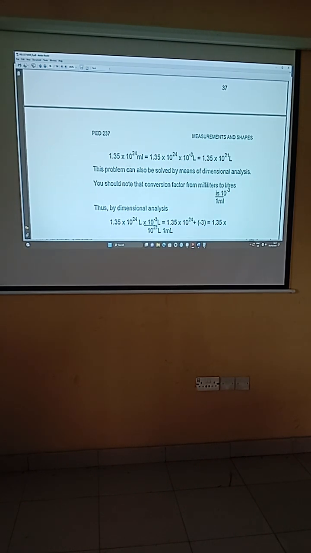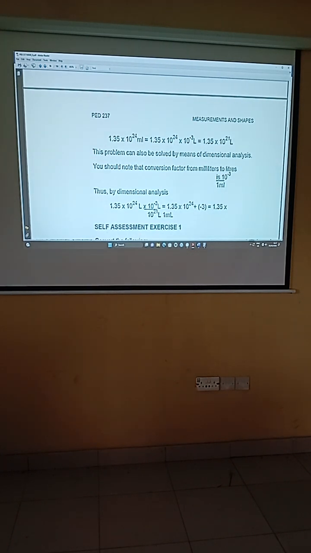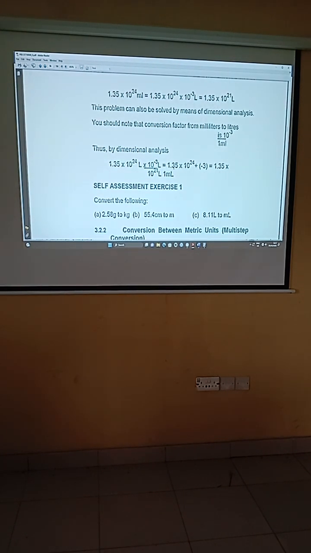So when we do the calculation, just as I've shown you a while ago, we are going to have our answer as 1.35. It's giving us 24, so it will now be 24 minus 3, which will give us 21. So the factor there is 21. So our answer will now be 1.35 by 10 to the power 21 liters. So that's what it's going to give to us.